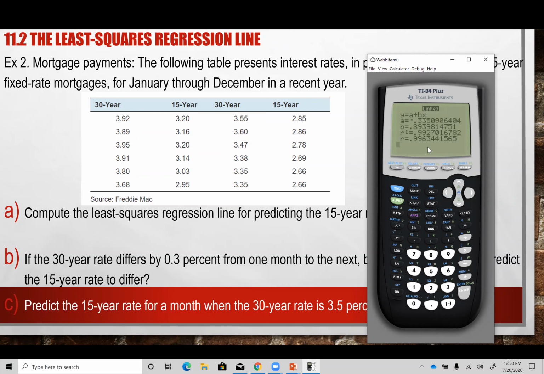And this is the output we have. You can see the R right here is 0.996. That is a very strong positive linear relationship, right? But if you remember last time, if you hit Zoom and go down to ZoomStat, you can see the plot. If you have the screen I have, make sure you turn on your stat plot.